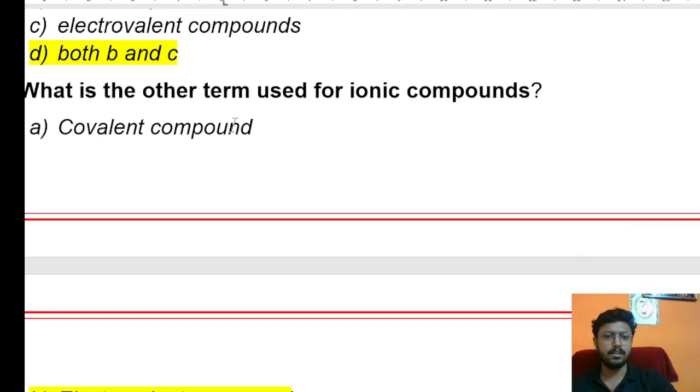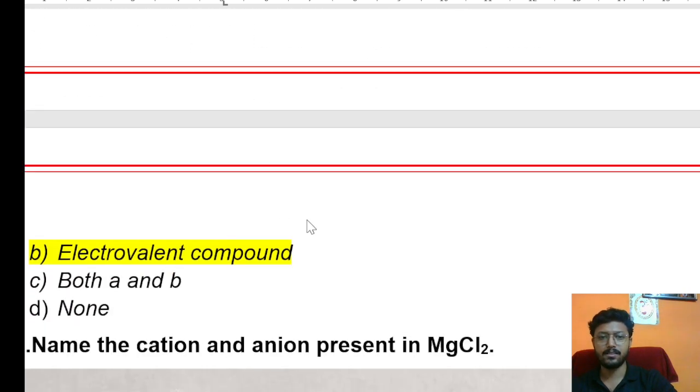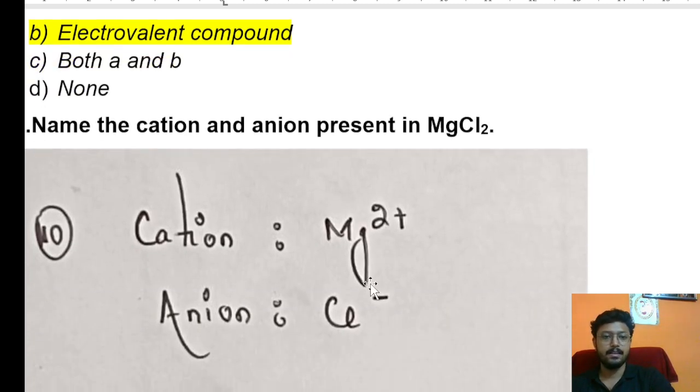What is the other term used for ionic compounds? Covalent compound, electrovalent compound, both A and B, none of these. Dear students, you also call the ionic compound the electrovalent compound. Done? Any confusion? No. Now move to question number 10.